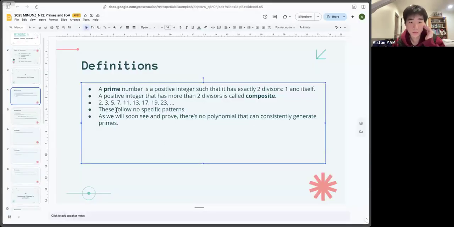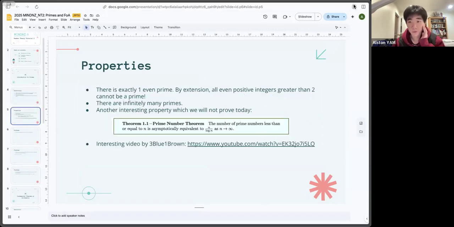Prime numbers follow no specific patterns. I think that's pretty well known. And we'll later prove that there doesn't exist a polynomial that can consistently generate only primes. Okay, cool.